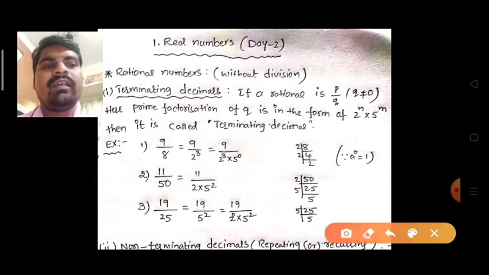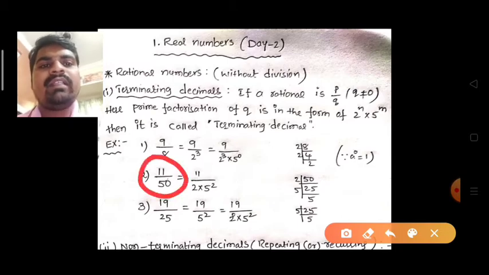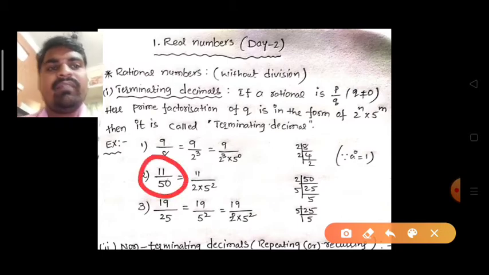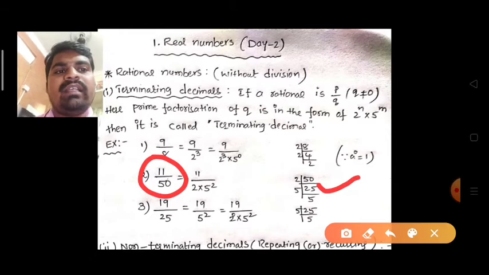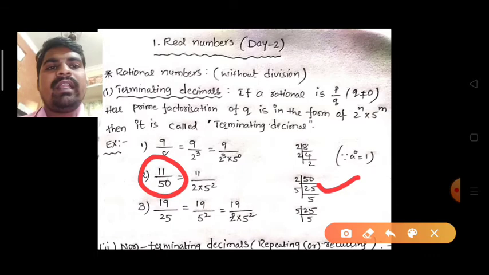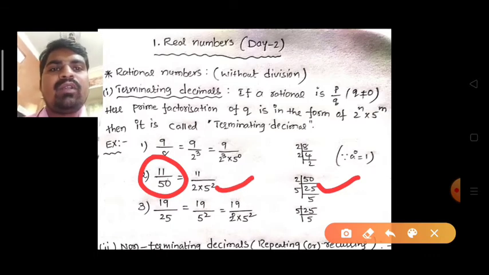Second, you observe here, the second one, 11 by 50. Just concentrate on the denominator. How to write 50, you know very well. 2 twenty-fives are 50 and 5 fives are 25. So we can express it as 2 into 5 square. Here 2 is there, 5 is there. So it is a terminating decimal.